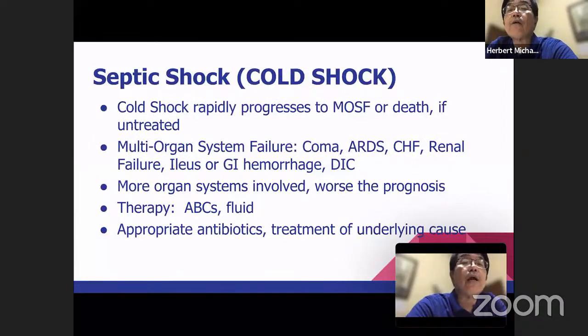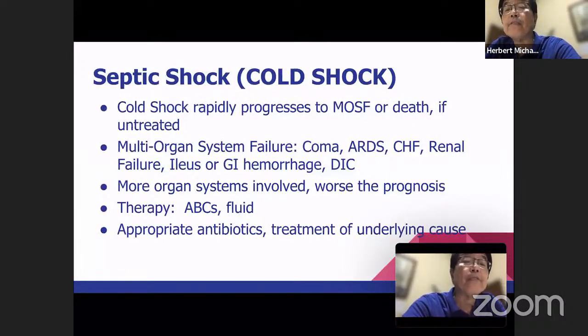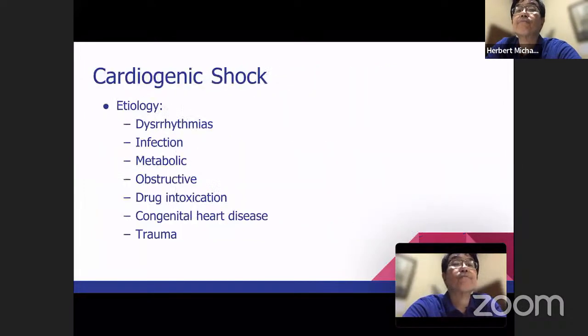So patients with cold shock can rapidly progress into multi-organ system failure and eventual death. In this situation, these patients would actually be comatose, they have ARDS, they have congestive heart failure, renal failure, they also have ileus or gastric hemorrhage, and disseminated intravascular coagulopathy. The more organ systems that are involved, the worse the prognosis. Treatment is still the ABCs, fluids, appropriate, immediate antimicrobials, and of course, treat the underlying cause.